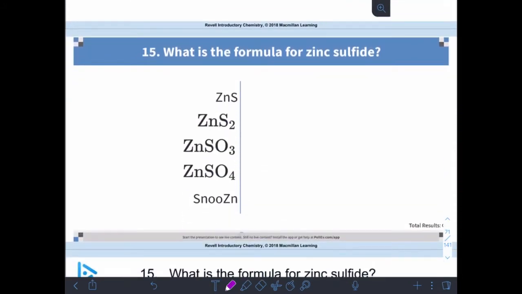What is the formula for zinc sulfide? So our zinc ion, zinc 2+, and our sulfide ion is S2-. So 2 pluses and 2 minuses, so they balance each other out.